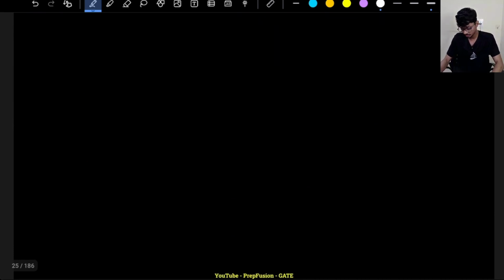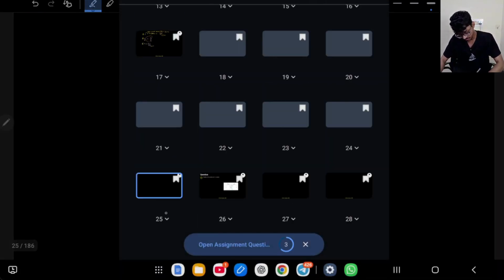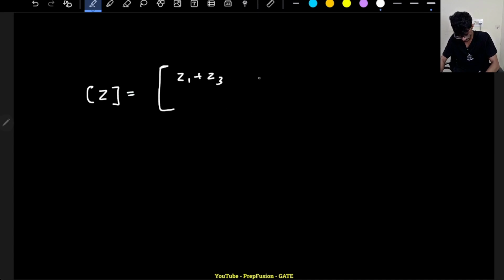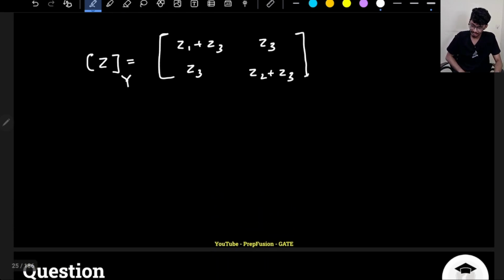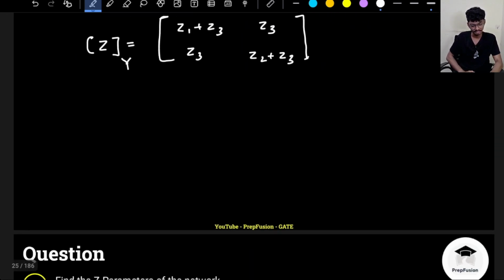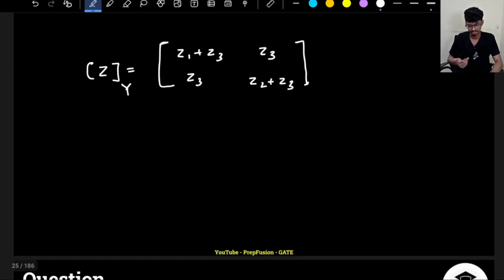I hope you have enjoyed this. So this is how we can represent it in matrix format. Your Z parameter will be Z1 plus Z3, Z3 here, Z3 here, then Z2 plus Z3. If you want to remember this for a simple star or Y network, for those who are very sharp at memorizing things, you can. But no pressure, as it will hardly take you 30 seconds to derive the result if you know the derivation.